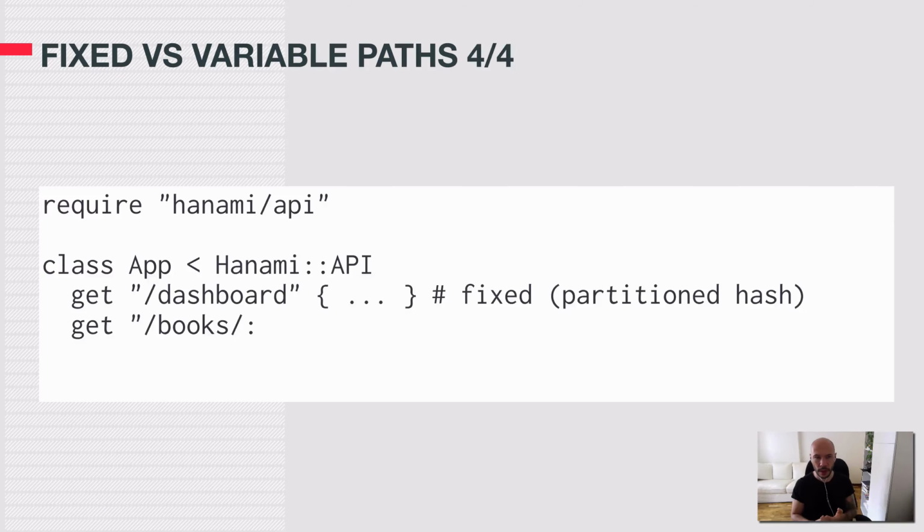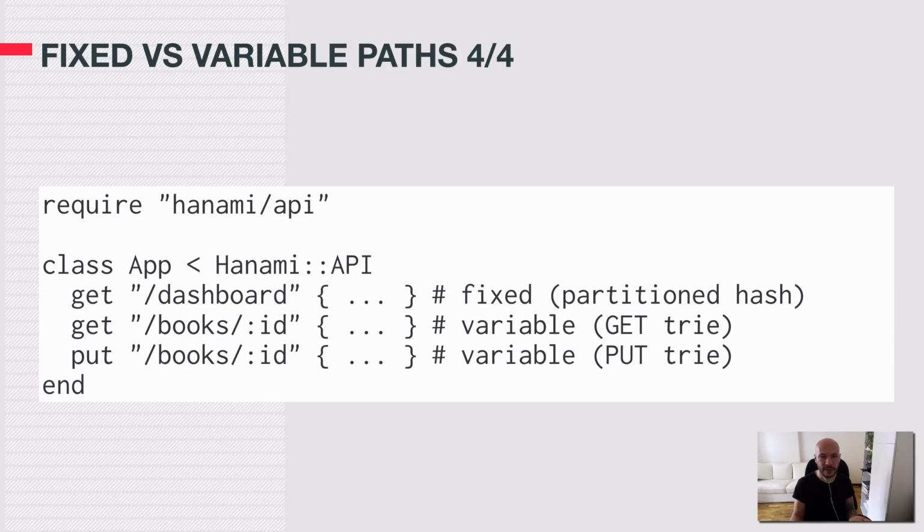So to recap with the syntax, the first one goes into a fixed bucket because it's just /dashboard without any variable. The second one goes into its own bucket because it contains a variable and it's a GET request. And the third one, yet another bucket, because it's a variable and it's a PUT request.